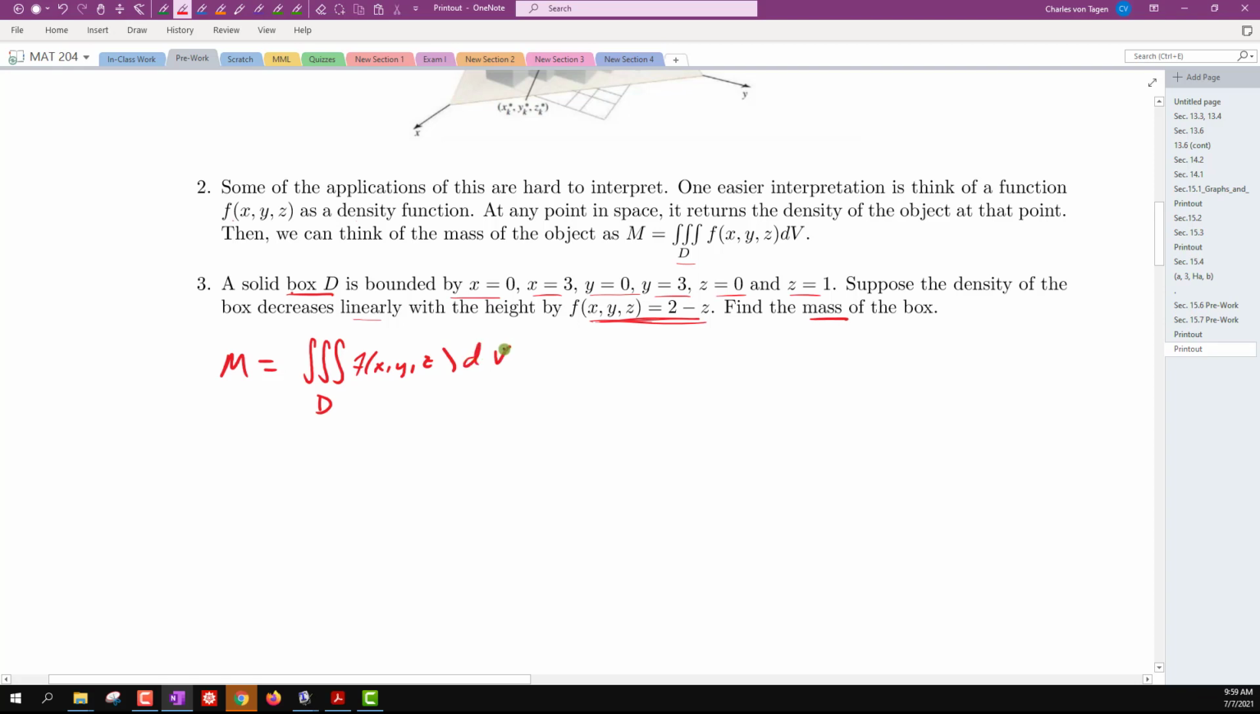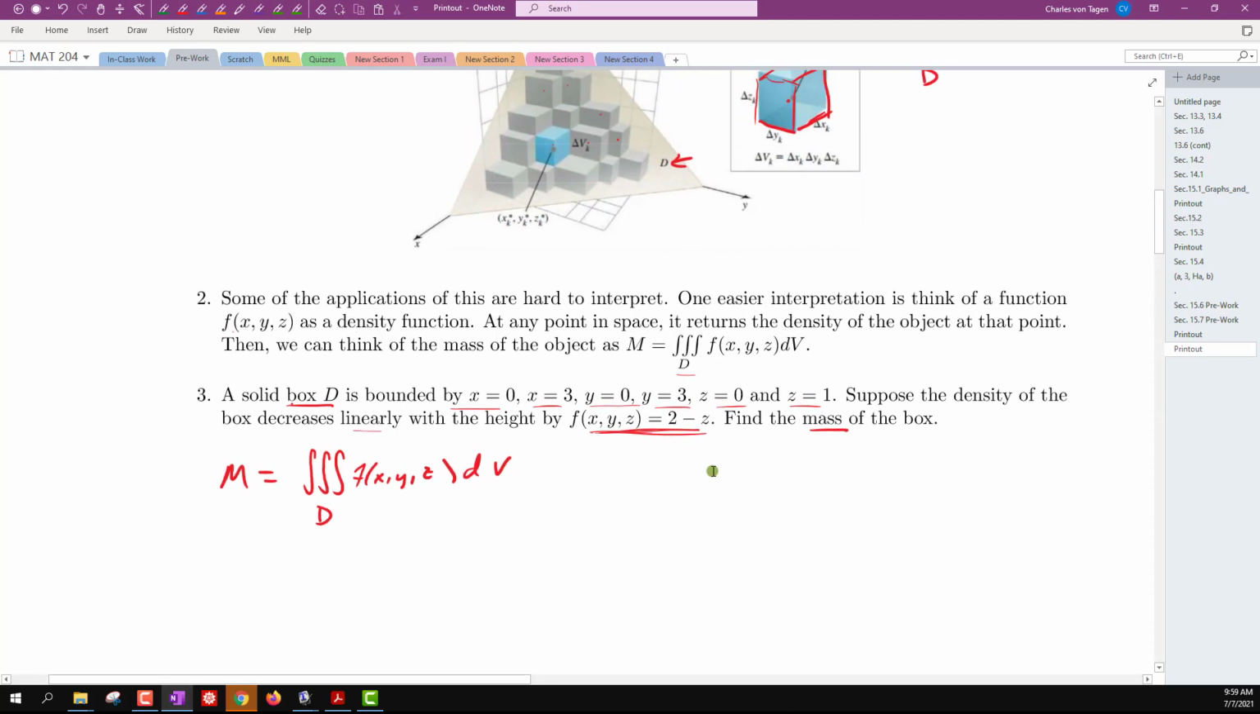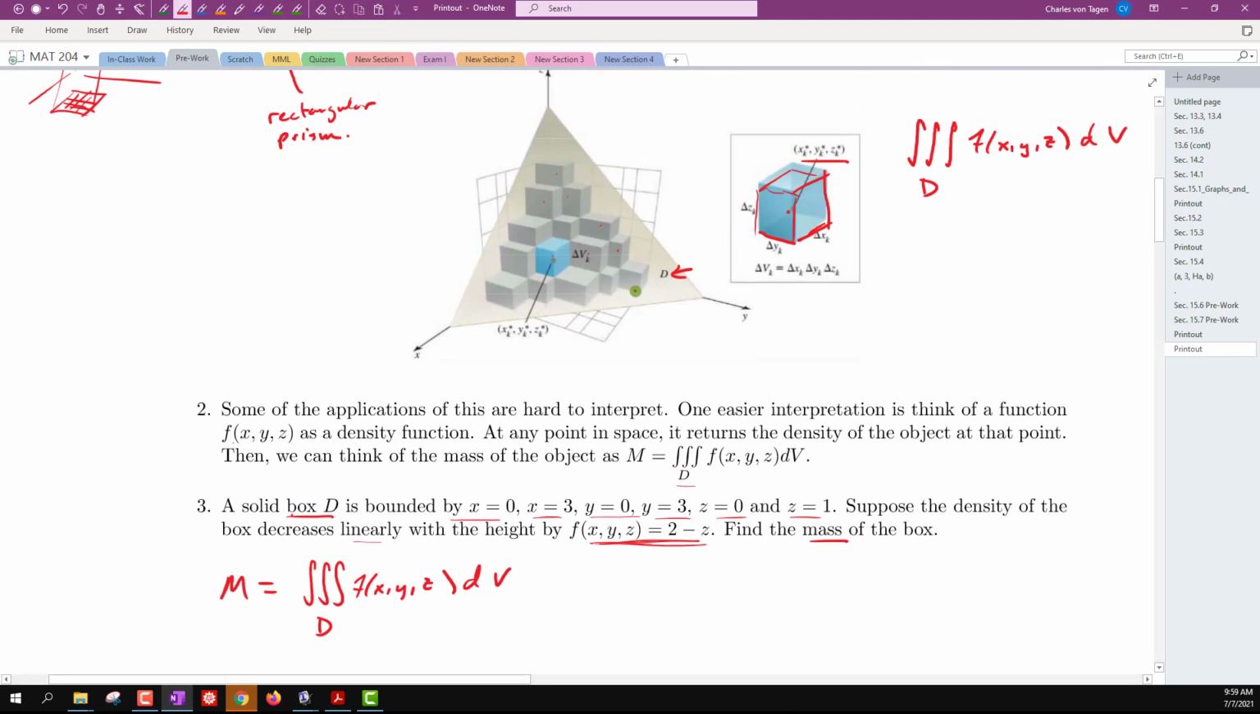per unit volume. This integral, the way you would compute this integral as written, is you would chop the region up into a bunch of sub-rectangular prisms, then take that representative point from the rectangular prism, evaluate it in the function, do that for all of your rectangular prisms, add up the results. And then you would look at the limit of that expression. And that's fairly tedious to do.